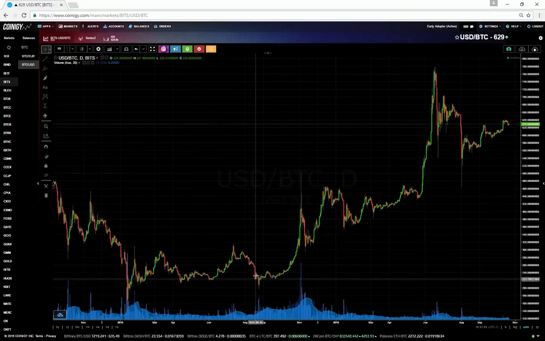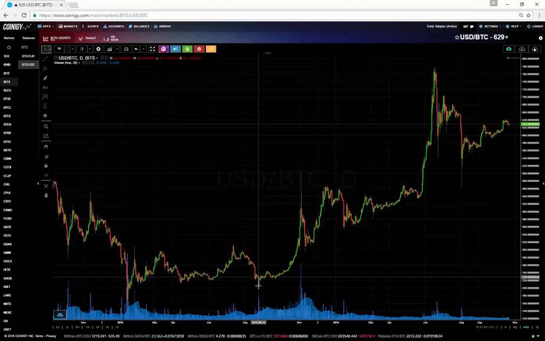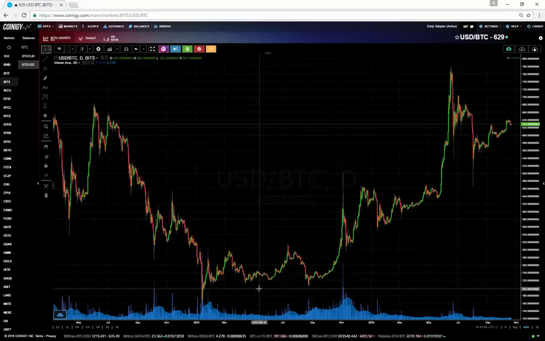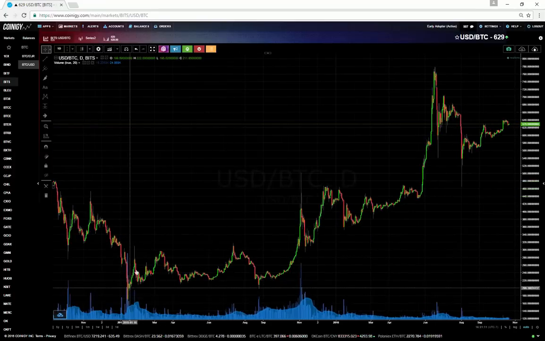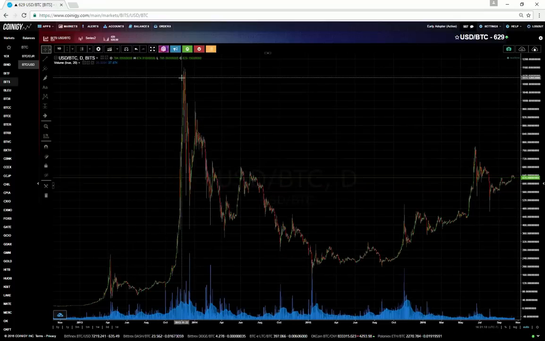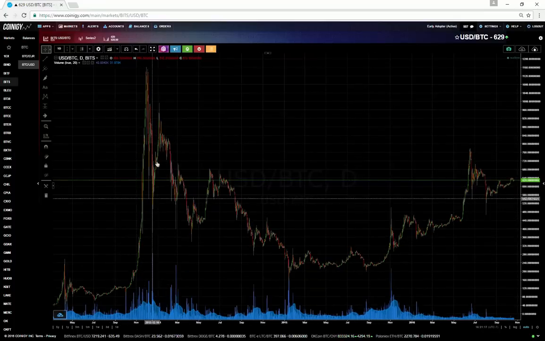Right here we see a story of Glitchfinex. This is when Bitfinex had a glitch in their trading engine. Here we see a story of Bitstamp getting hacked. We see a story of the China bubble right here, where these markets are going parabolic or exaggerated and then crashing.